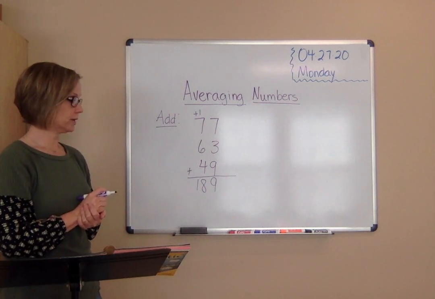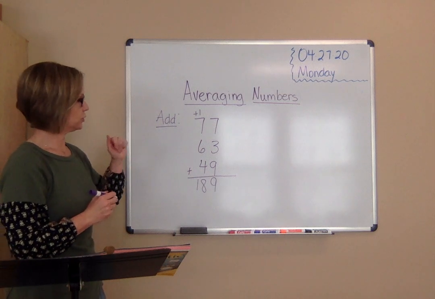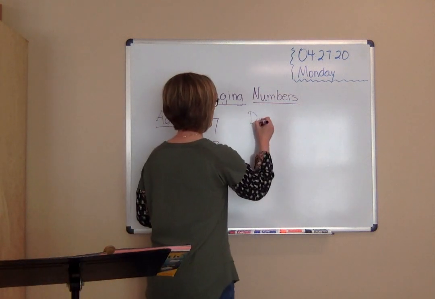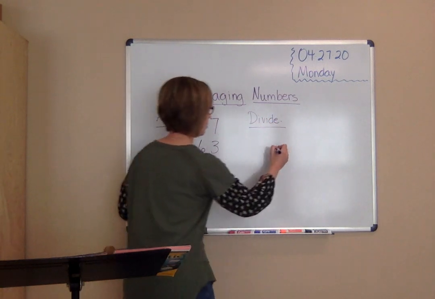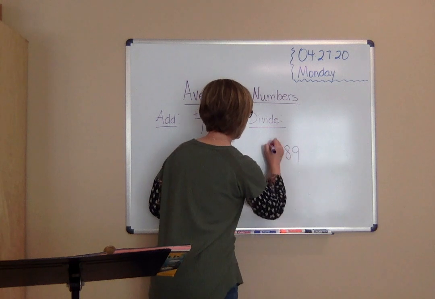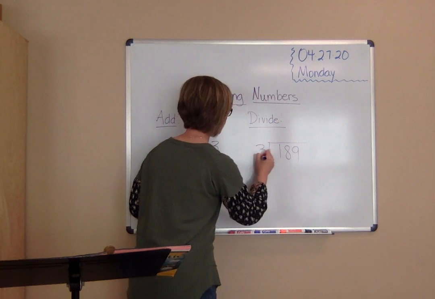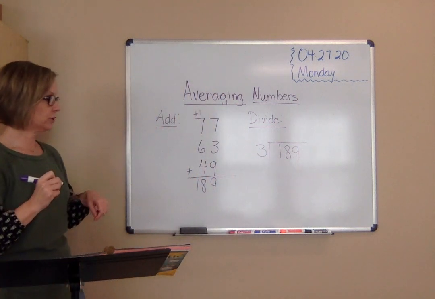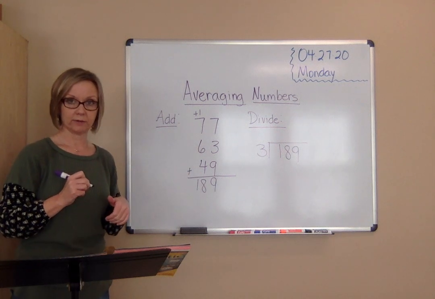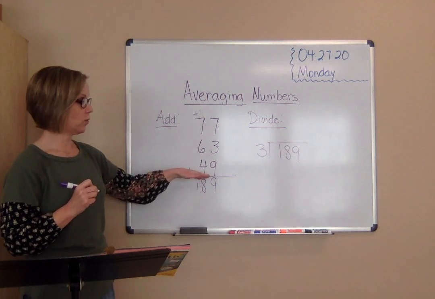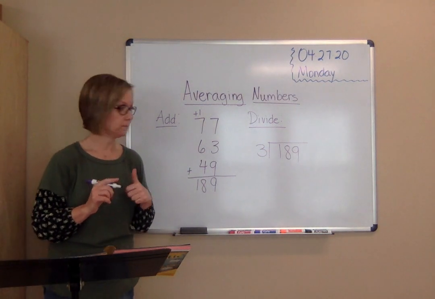So we have 189. That's not the grade. So if you want to pretend like you're doing grade. So let's go over. Our next step is to divide. We're going to take 189, and how many numbers do we have? We have 3. Our smallest number here is 49. Our largest number is 77. So it's not going to be below 49 or above 77. It's going to be in the middle. The average is the middle.